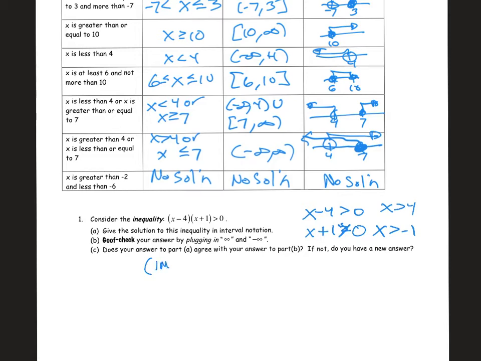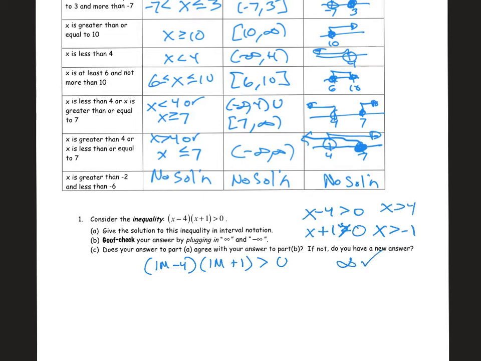say 1 million, for x, would that result in something positive? Would that make this inequality true? And yes, it would. So I would expect infinity to be part of my solution.